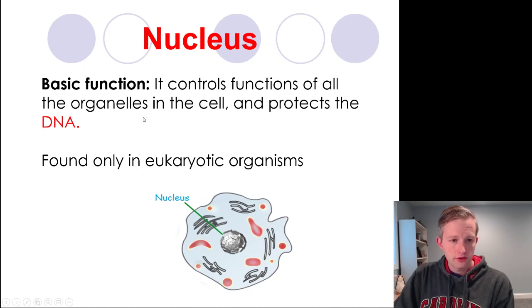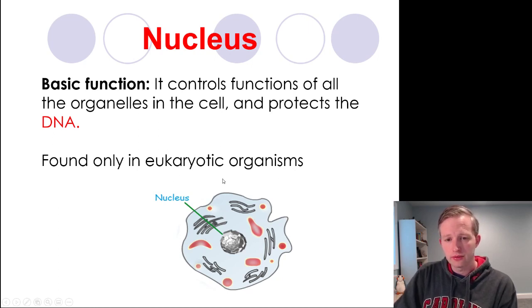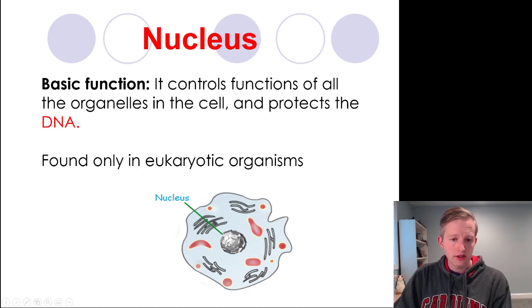What it does is it controls the functions of the organelles, and it protects the DNA. So that is found only in eukaryotic organisms. A prokaryotic organism like bacteria is not going to have a nucleus, which is part of the reason why they are weaker cells in general. It's easier to kill a single bacteria cell if you spray some Lysol on the counter.